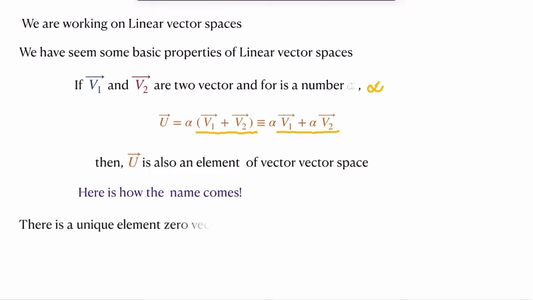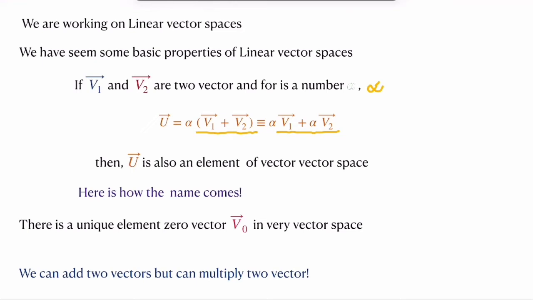So we also have a unique zero element for every vector space, and it is important to note that we can always add two vectors and multiply a vector with a scalar, but we cannot multiply two vectors. This is because it's a linear vector space. Multiplying two vectors loses the property of linearity. So it becomes a square, and a square is a violation of linearity. That is why we only add vectors and do not multiply them.